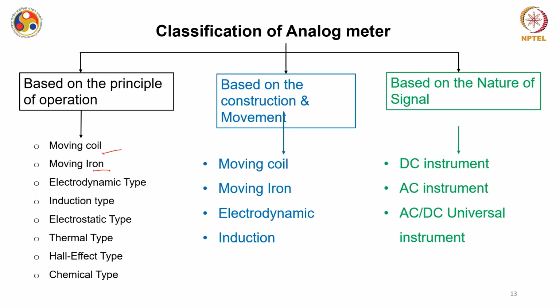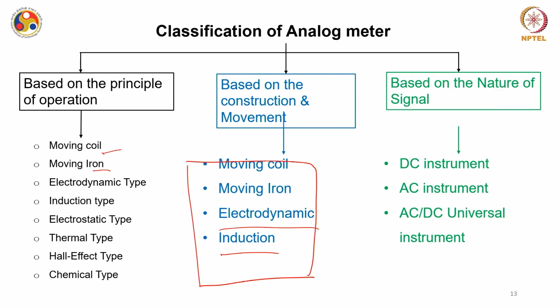Now, based on the construction and movement of the pointer, you can have either moving coil or moving iron, or if you are not using such materials, you do not have this kind of arrangement, you can also have an electrodynamometer kind of tool. And then you have induction kind of analog meters. So, this is the basic classification based on the construction and movement of the pointer or the coil.